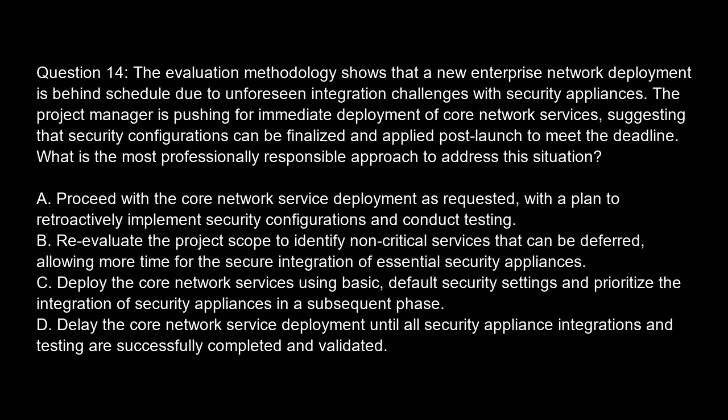Option A. Proceed with the core network service deployment as requested, with a plan to retroactively implement security configurations and conduct testing. Option B. Reevaluate the project scope to identify non-critical services that can be deferred, allowing more time for the secure integration of essential security appliances. Option C. Deploy the core network services using basic, default security settings and prioritize the integration of security appliances in a subsequent phase. Option D. Delay the core network service deployment until all security appliance integrations and testing are successfully completed and validated.